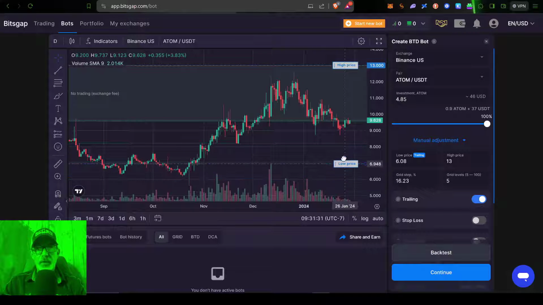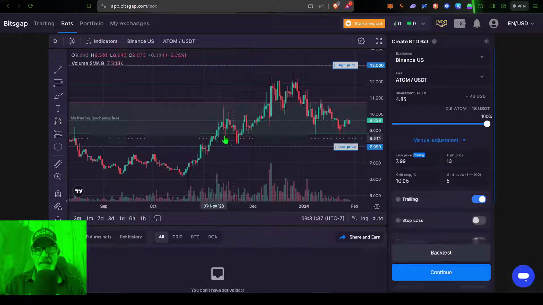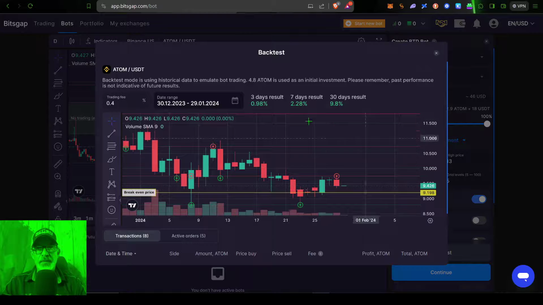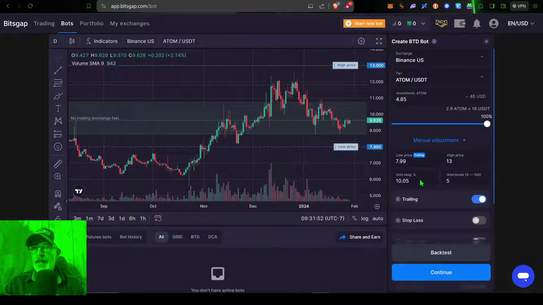So let's bump the low price back up here to around the $8 mark, where again, Atom did find a little support back here on this move. And now click the back test one more time. And again, we're back around that 1% over a 3-day or 10% over a 30-day. And my grid step is at around 10%. And if I can make 10%, say, on Atom, that would be a profitable trade as far as I'm concerned. So I'm ready to essentially deploy this grid bot.